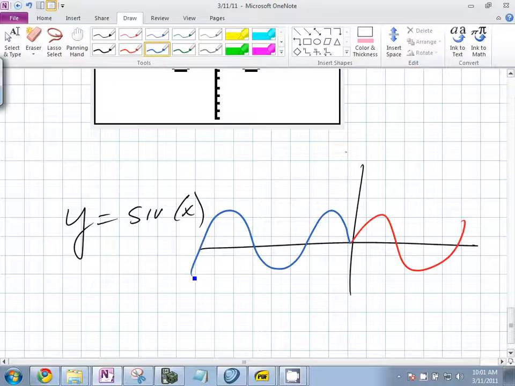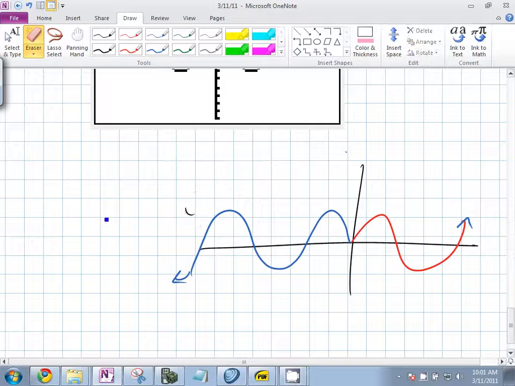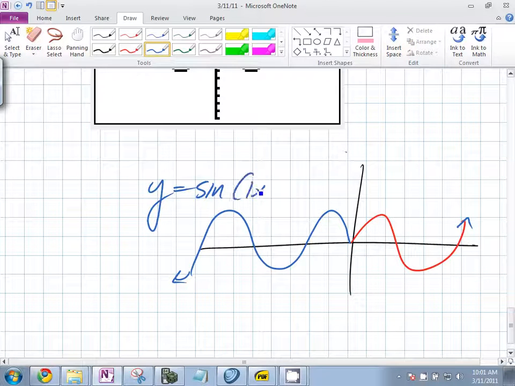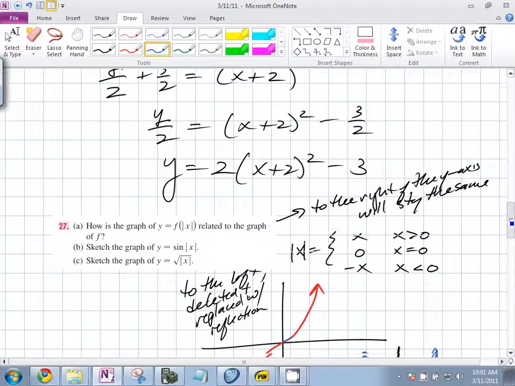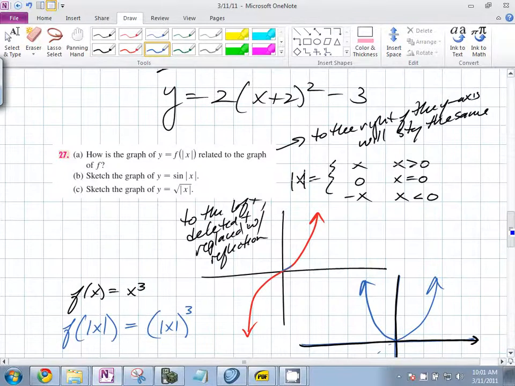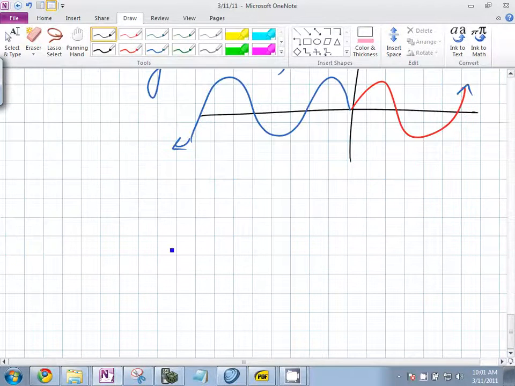Yep. So this right here would be y equals sine of the absolute value of x. That's a cool thing. It's pretty neat. I like it. And then what's the third function? Sketch the graph of y equals the square root of the absolute value of x. Y equals the square root of x. What does that look like?